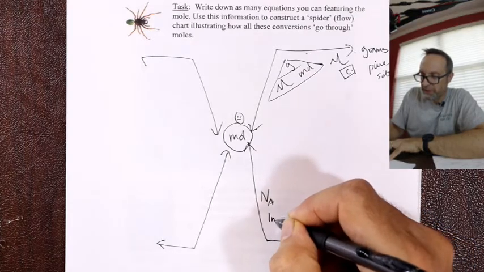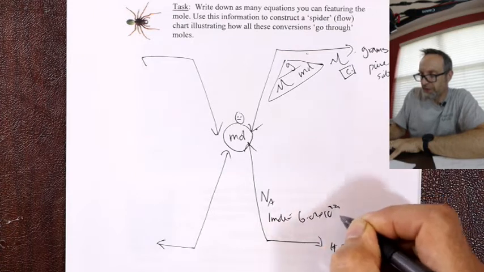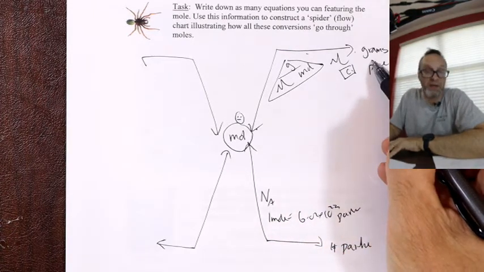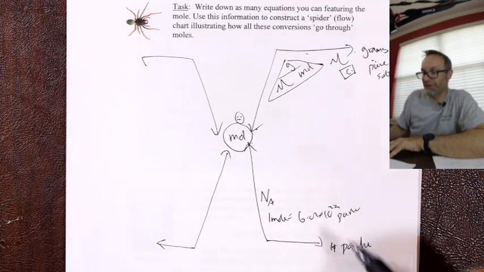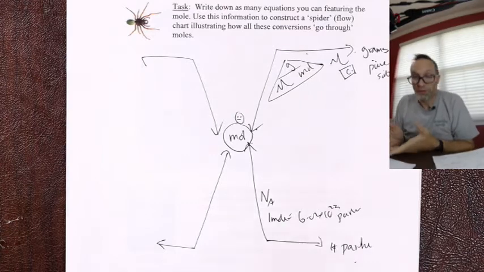Avogadro number, 1 mole, 6.02 times 10 to the 23 particles. So you said, for example, we had 12 grams of carbon, which was 1 mole, which was 6 times 10 to the 23 atoms of carbon. Okay. All right. So those are the 2 first ones we did.